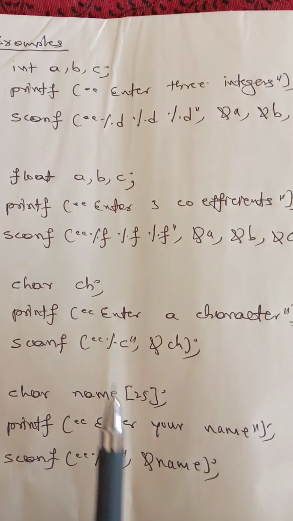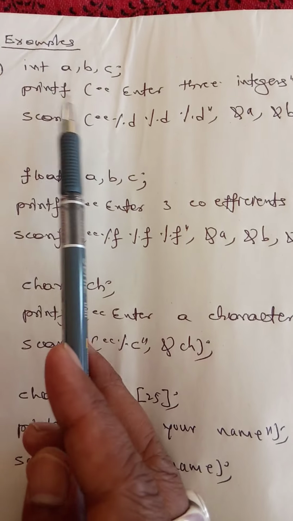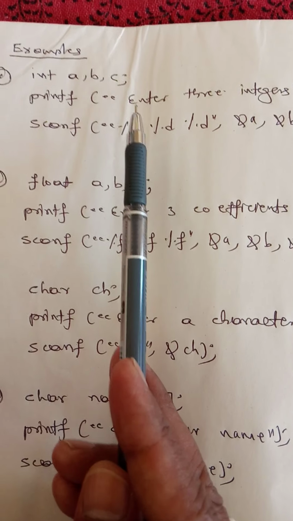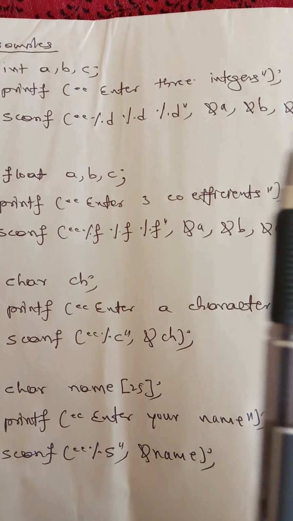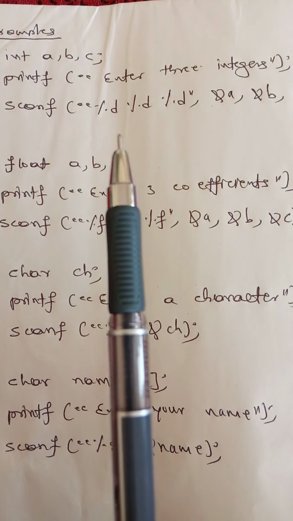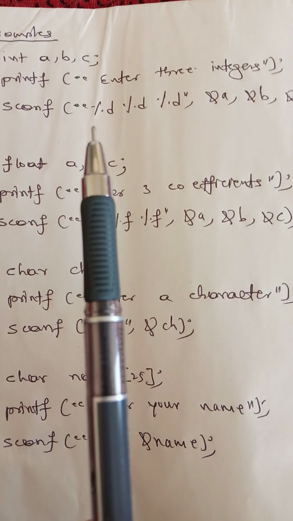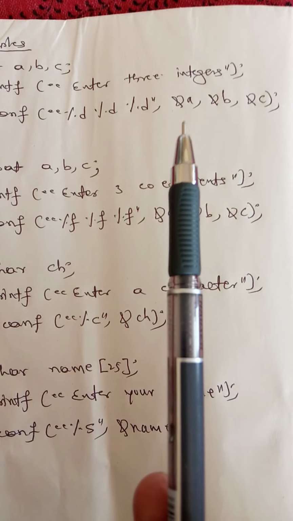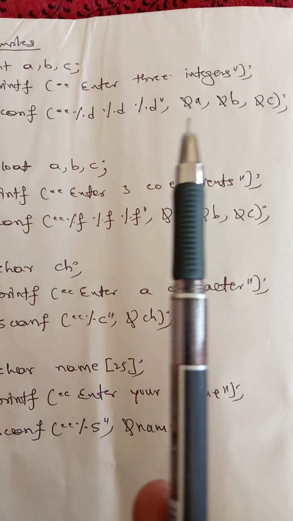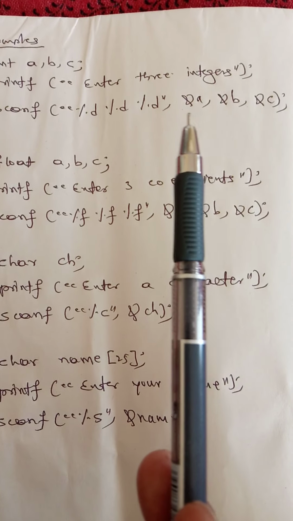Now you scored 1 mark for the explanation, 1 mark for the syntax. Next, your duty is to give the examples. The first example is very simple. I want to read 3 integers: int a, b, c. Then printf, enter 3 integers. Next scanf, %d %d %d, because I am trying to read 3 integers, comma, address of a, address of b, address of c. Whatever the 3 numbers I enter, those will be stored in a, b and c.